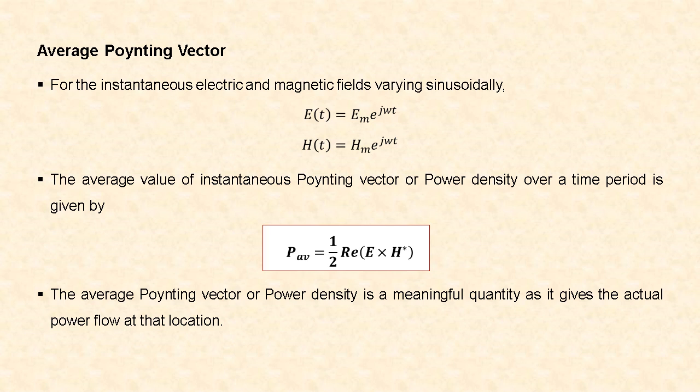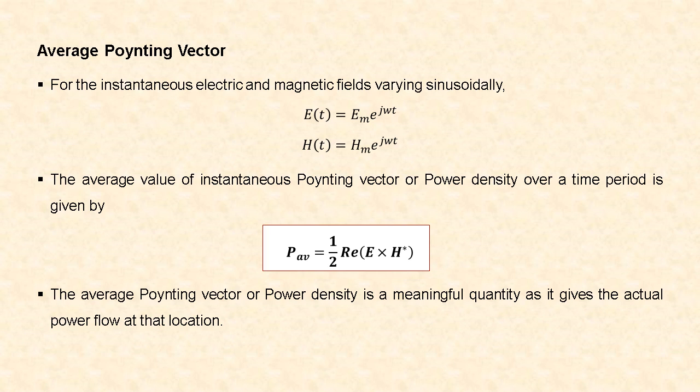Omega is the angular frequency in radians. For these instantaneous time varying fields, the average value of the instantaneous Poynting vector or power density over a time period is given by P average is equal to half into real part of E into H conjugate. Conjugate is nothing but the negative of the imaginary part.